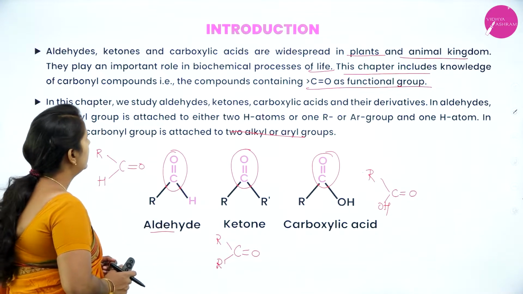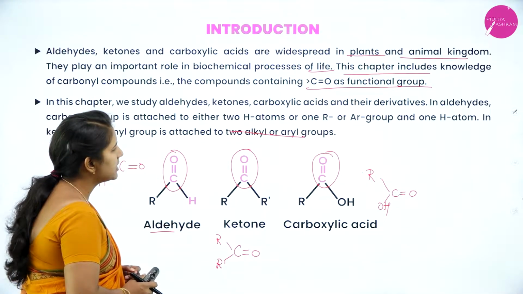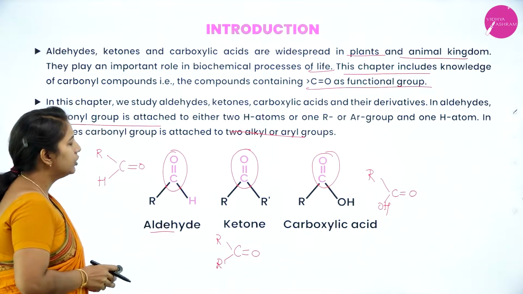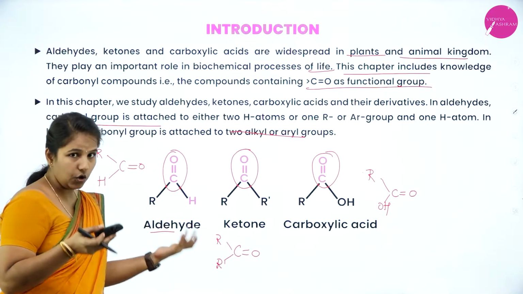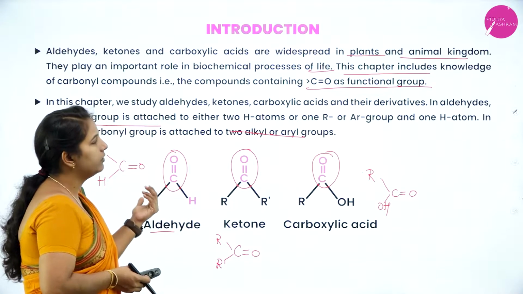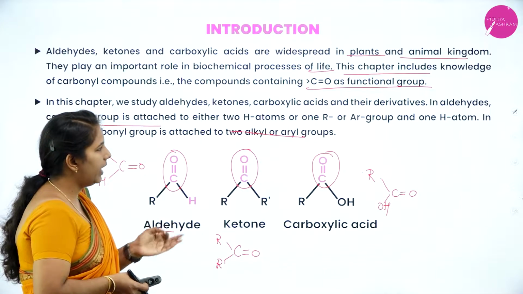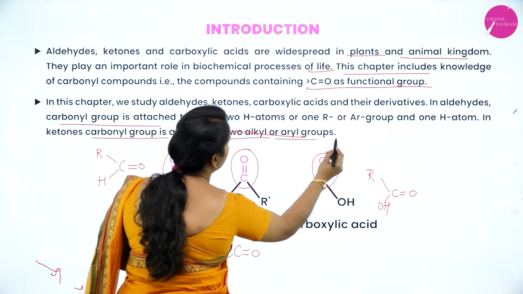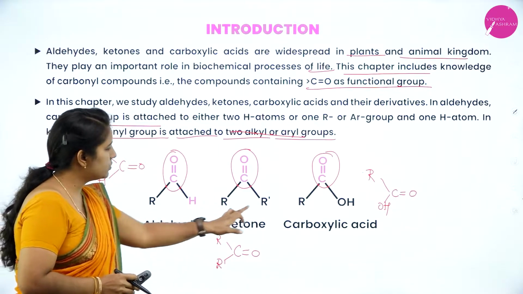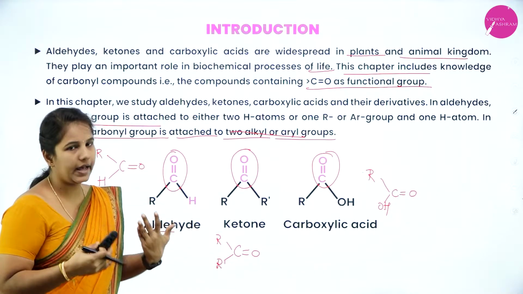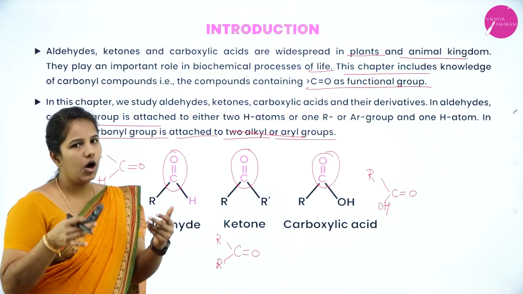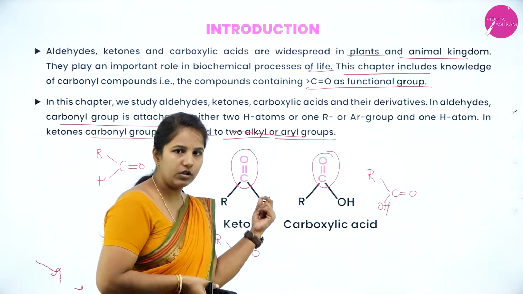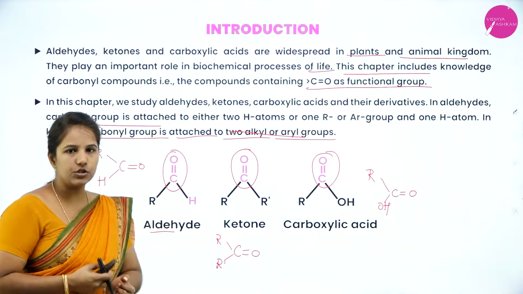In this chapter, we study the aldehydes, ketones and carboxylic acids and their derivatives. In aldehydes, the carbonyl group is attached to a hydrogen atom. This R can also be a hydrogen, or one R with one aryl group and one hydrogen atom. In ketones, the carbonyl group is attached to two alkyl or two aryl groups. These two R and R may be alkyl groups or aryl groups, and they may be the same alkyl group or a different alkyl group. Whereas in carboxylic acid, we can find only one alkyl group and also one OH group attached.